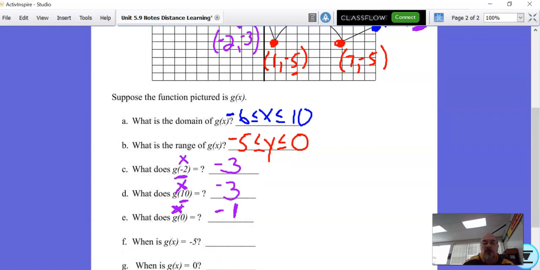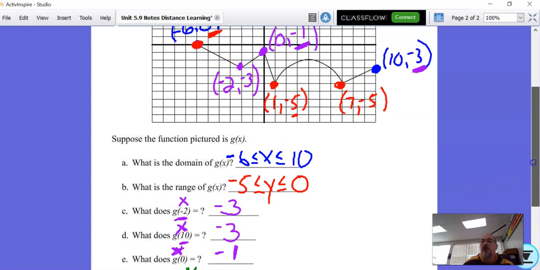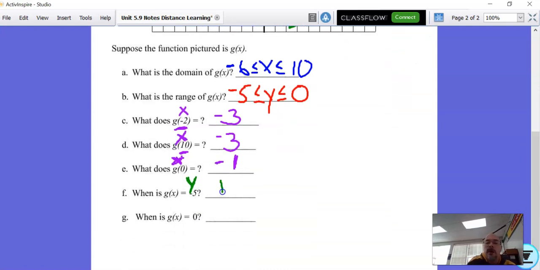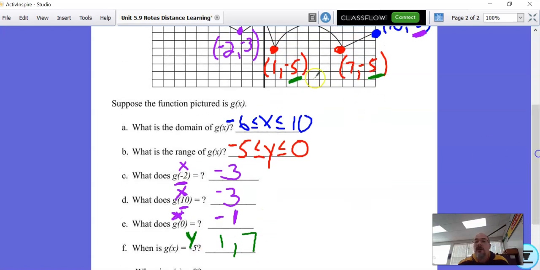Now, it reverses. You'll notice here, ladies and gentlemen, it says that g of x equals -5. That means the y value is -5. So when the y value is -5, what's the x value? Okay, well, there are two answers, 1 and 7. So we're going to put 1, 7. Don't put parentheses around that. They are not ordered pairs. There's two of them. Again, the y value is -5, so its partners are 1, 7.